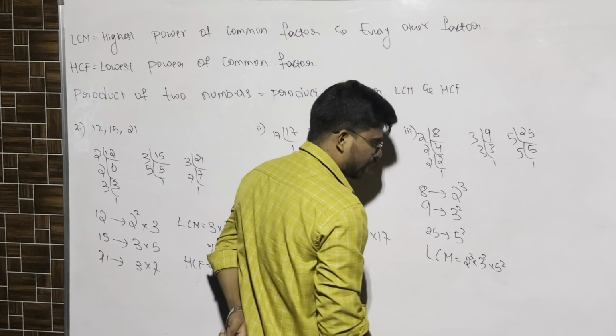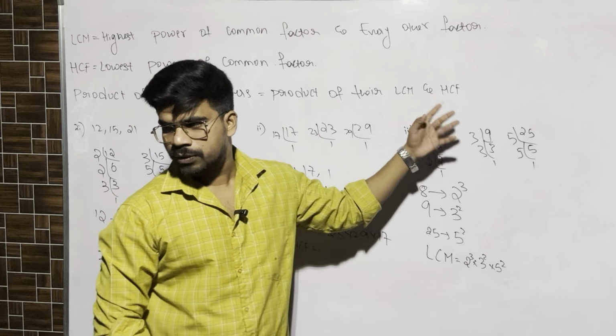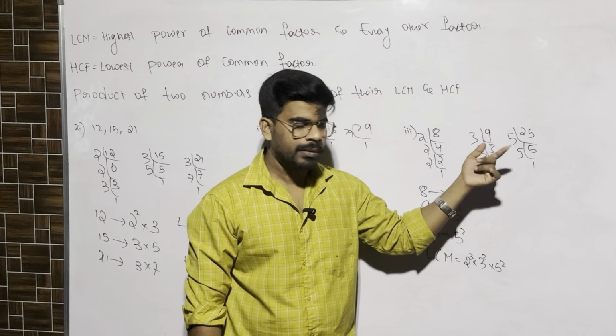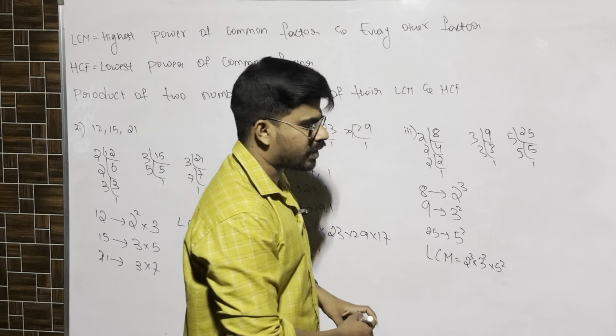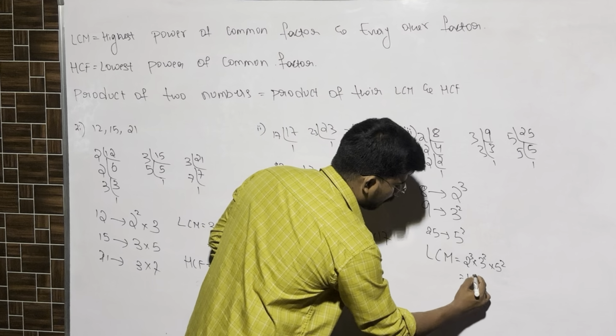Right? 5 square is 25. 25 into 8. 25 rupees, if you take 4 times, it will become 100. If you take 8 times, it will become 200. 25 eights are 200. 200 into 9. 2 nines are 18, so 1800. 1800 is the LCM.